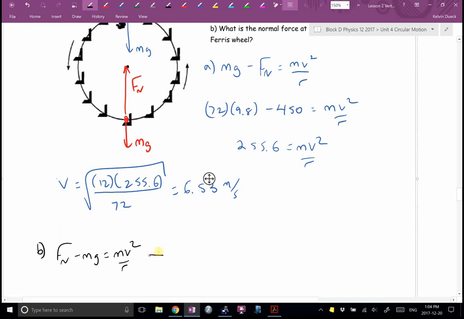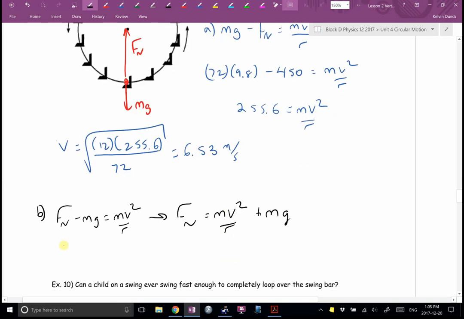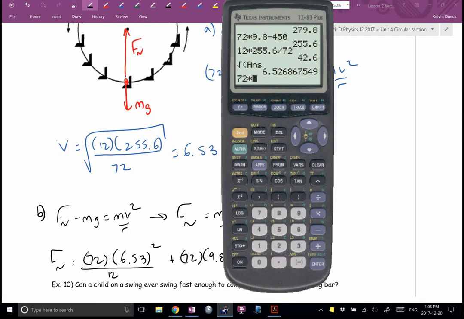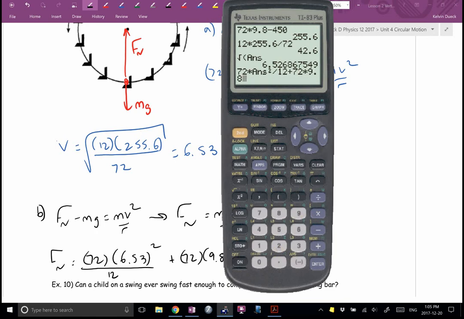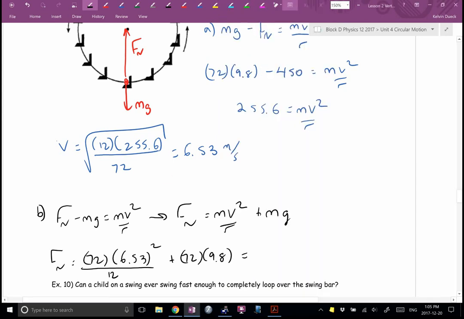Not the swappy dance this time. I just got to plus the mg over. The normal force is going to be m, 72. I'm going to write 6.53 squared, but I've got this still stored on my calculator. R was 12. Is that right? Yeah. Plus 72 times 9.8. 72 times answer squared divided by 12 plus 72 times 9.8. 961.2, 961? No, yes. Yep.